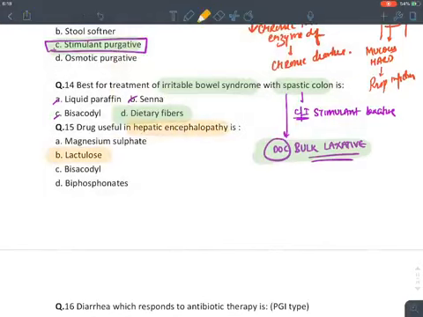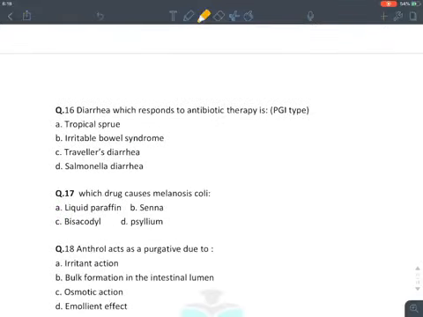Drug used in hepatic encephalopathy. Wherever the word hepatic encephalopathy comes, mark lactulose. It converts ammonia into ammonium.